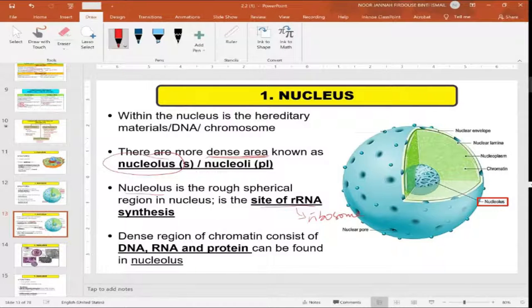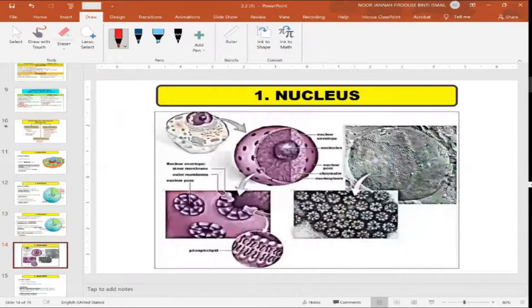Ayam ni masa ni lah nak berkokok. rRNA is a ribosome. So where ribosome is produced? In the nucleus. So this is the nuclear pore. Nuclear pore. Jadi selepas ribosom terhasil, dia akan keluar ikut nuclear pore.